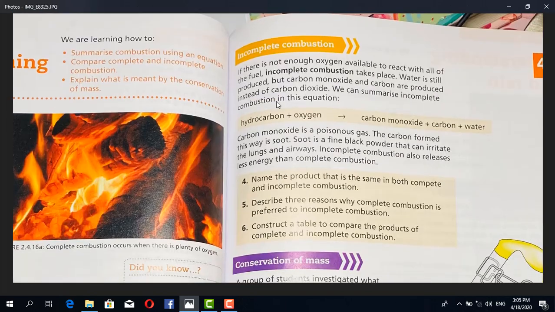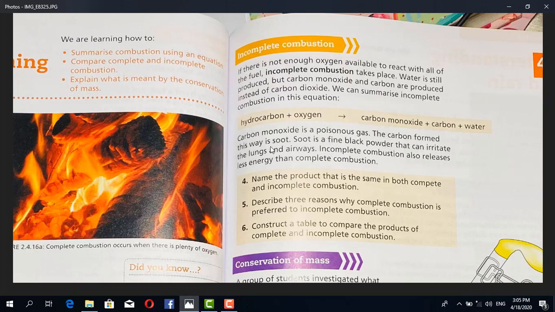Incomplete combustion means we don't have enough oxygen available to react with all the fuel, so incomplete combustion takes place. Water is still produced, but carbon monoxide and carbon are produced instead of carbon dioxide. So a hydrocarbon with oxygen gives carbon monoxide with water, or carbon with water. Carbon monoxide is a poisonous gas, and the carbon formed this way is soot.